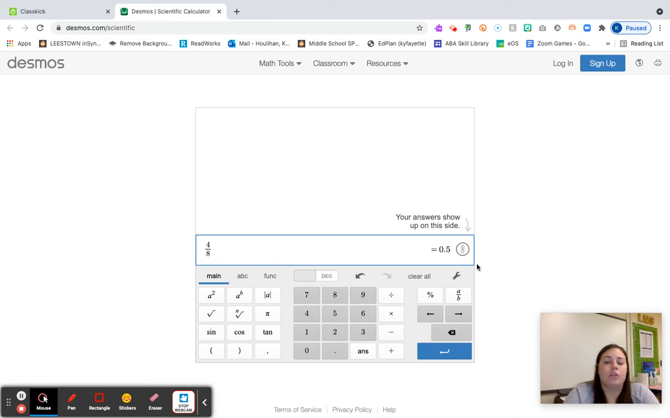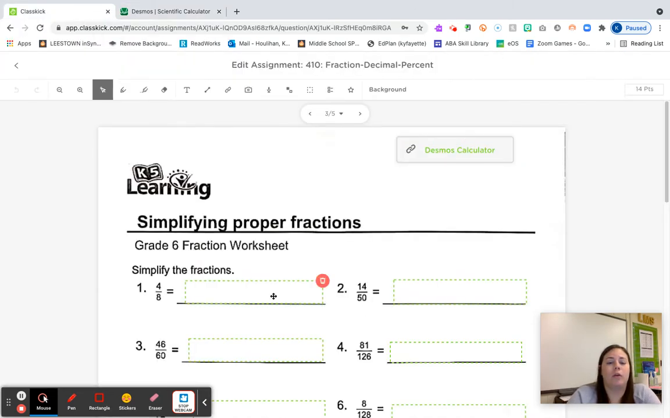Okay? You don't want the decimal quite yet. You want the fraction. So to find the fraction, you're going to click this button right here, the circle, and it'll give you the fraction. So 4/8 is equal to 1/2. Then you're going to put 1/2 right here on number 1.